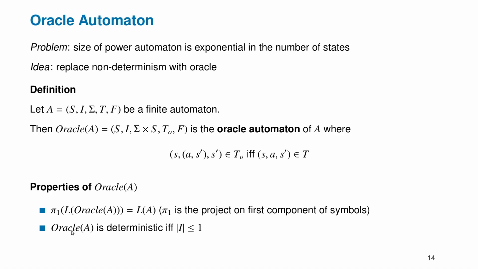And if we have exactly one or no initial state, then the oracle automaton of an automaton A is deterministic. If there are multiple initial states, this construction doesn't help because it cannot do anything about the initial states. But it can remove the non-determinism from the transition relation. Okay, so I will show you an example of how this construction works, and it's really simple.